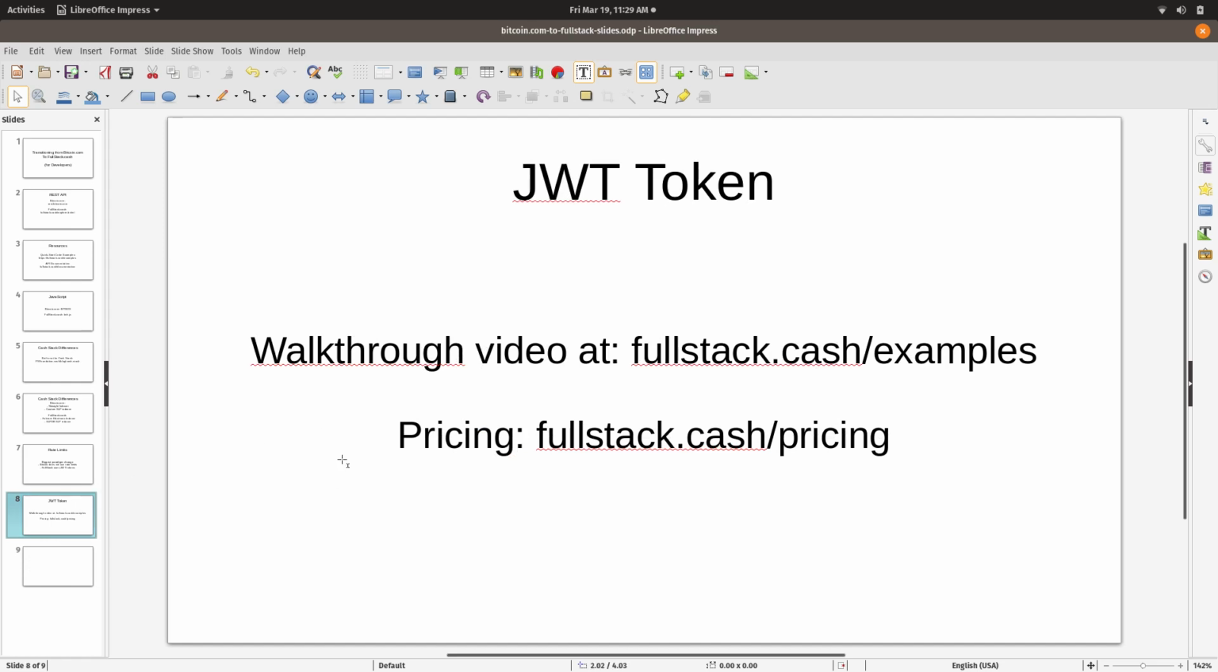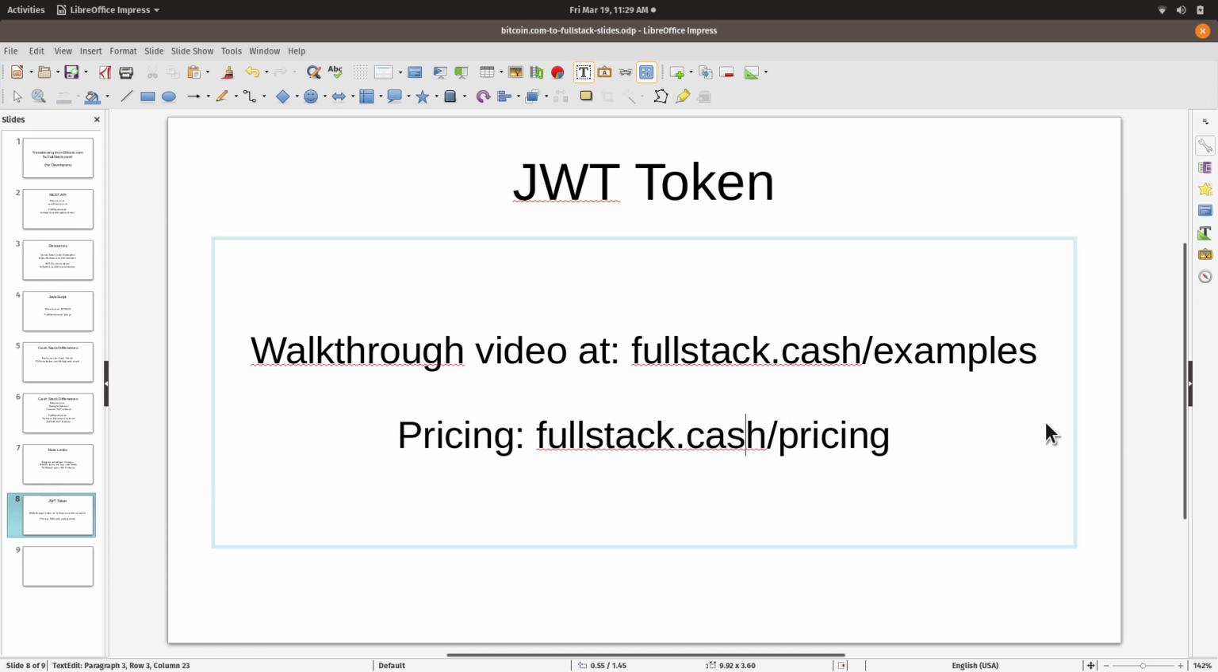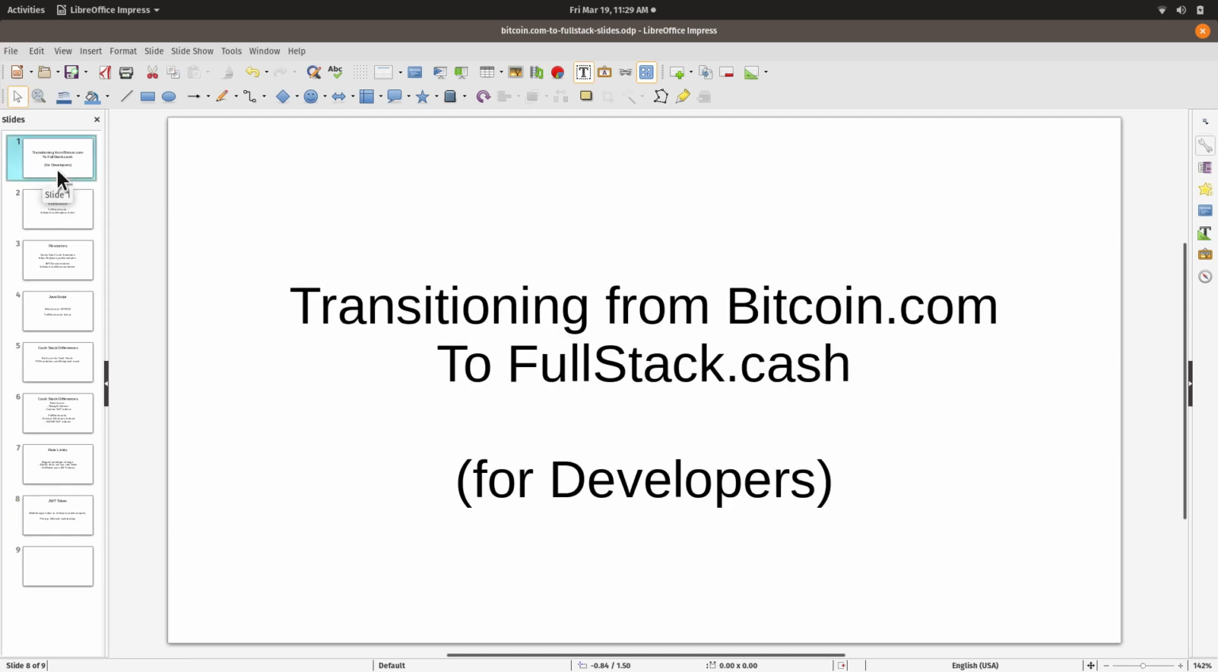So again, there's that walkthrough video at /examples on how to use the Jot token if that's a new paradigm for you, and the pricing's at /pricing. This is basically the main differences between Bitcoin.com and FullStack.cash. Conceptually, everything's pretty much identical. It's just a matter of the syntax changes, and then shifting into this concept of using rate limits, and understanding that that's what keeps things fair and protects users from abusing the system or being affected by other users who abuse the system.